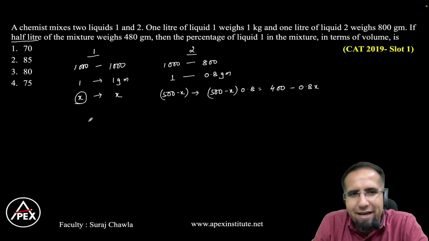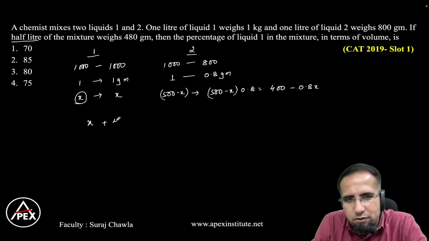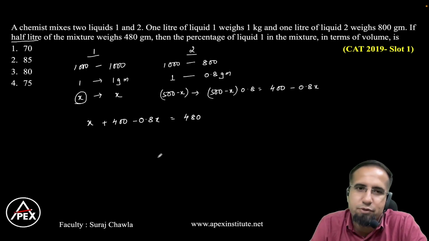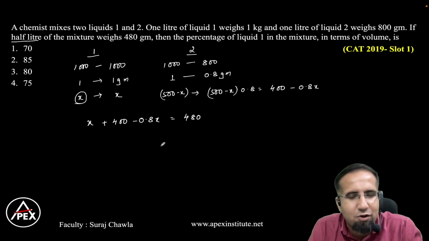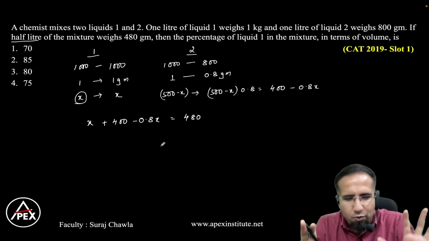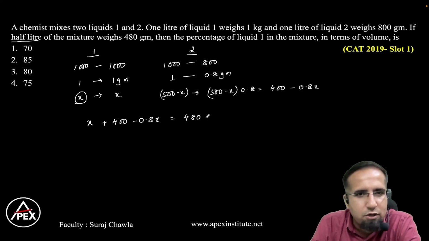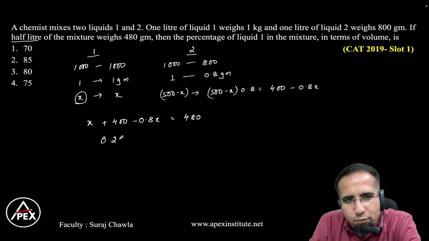Now these two combined together, that is x plus 400 minus 0.8x. Now this weighs how much? 400 grams. So a very simple question to start off with, when I'm mixing two liquids. So when I transpose, we get 0.2x is equal to 80, or the value of x is equal to 80 divided by 0.2. If I simplify my zeros, this becomes nothing but 800 by 2. 800 by 2 is going to be 400.